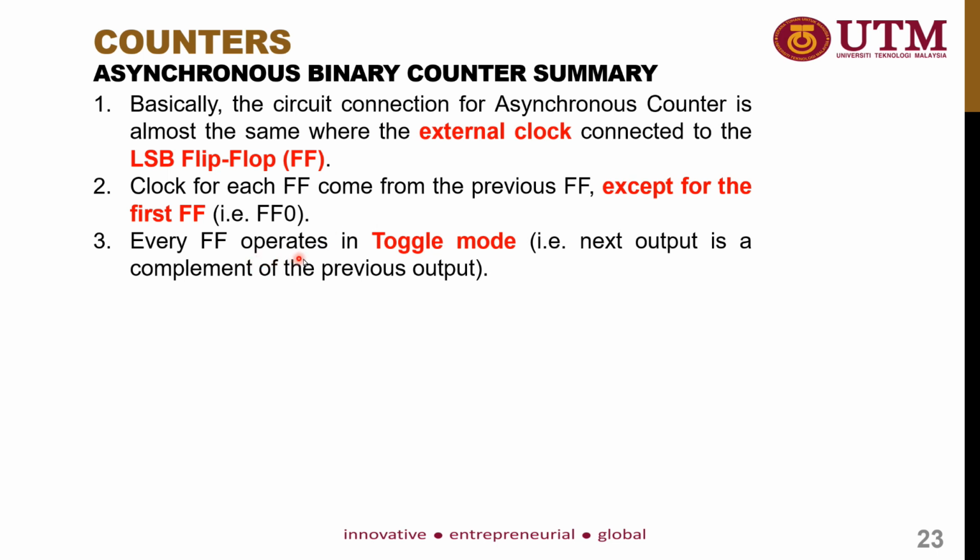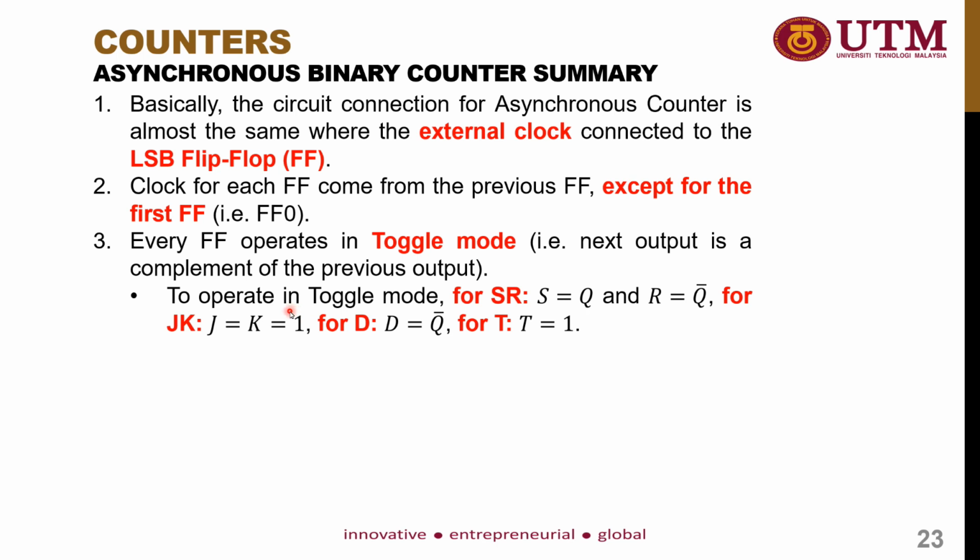So every flip-flop operates in toggle mode. Because we set the J and K inputs to 1, it operates in toggle mode, which means the next output is a complement of the previous output. If the previous output is 0, the next output is 1. If the previous output is 1, the next output will become 0.